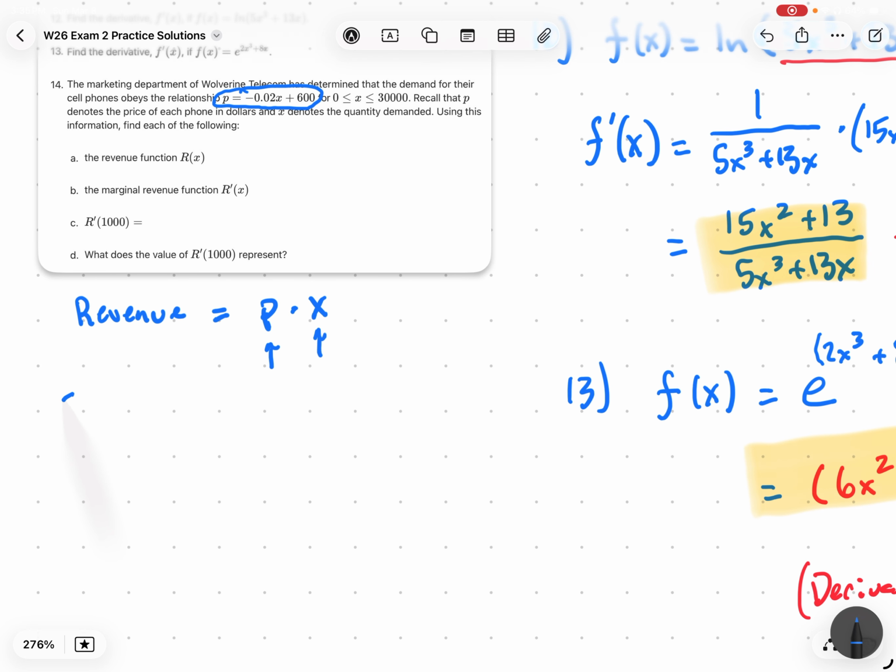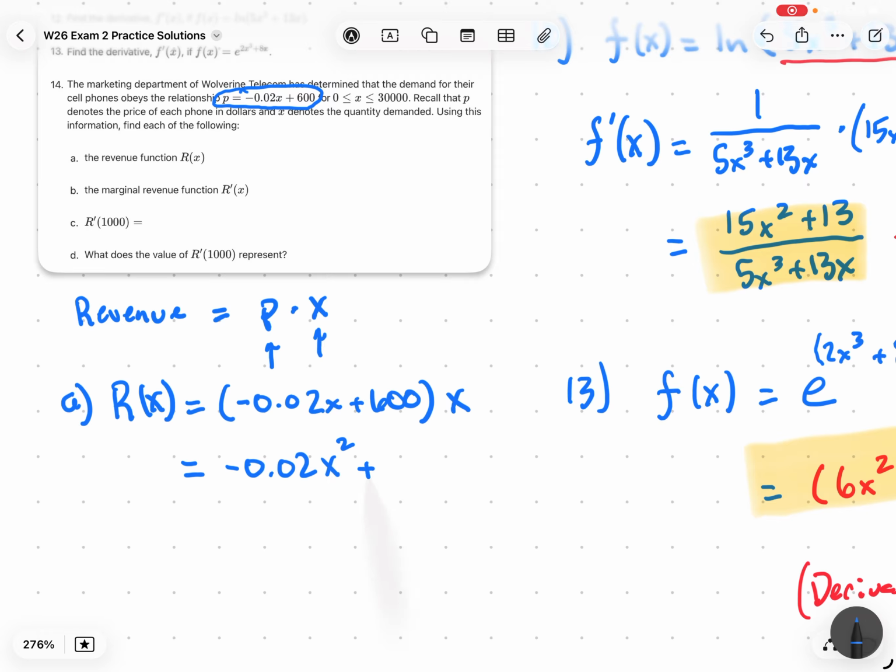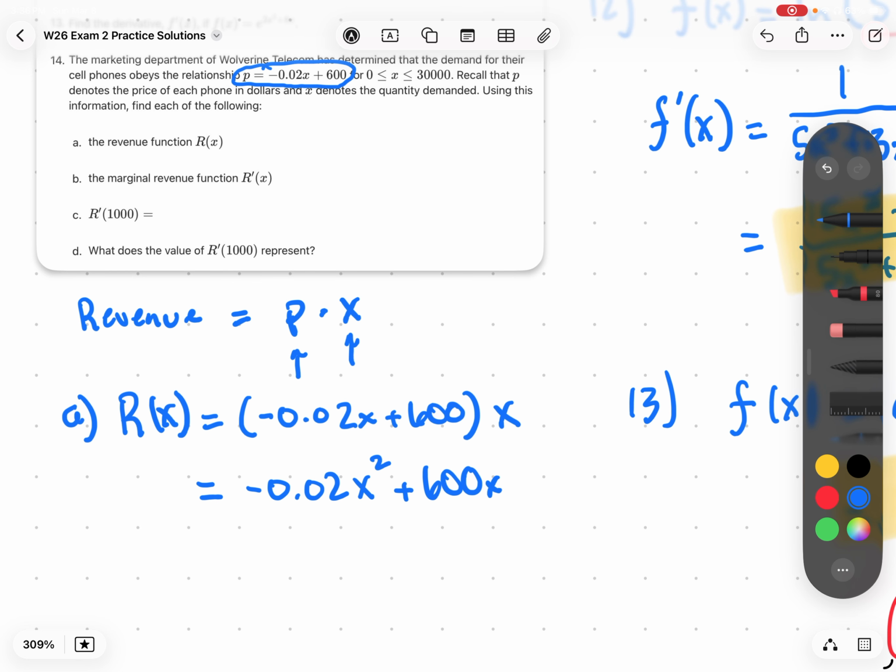So to do letter A, don't do anything crazy. Just make a new function where you take the one I gave you, which is negative 0.02x plus 600, and you multiply by x. Typically I'll have you distribute that, but really that's all you need to do. So to finish this off, we distribute the x, and we end up with negative 0.02x squared plus 600x. And now I'm done with that. So this is my revenue function.